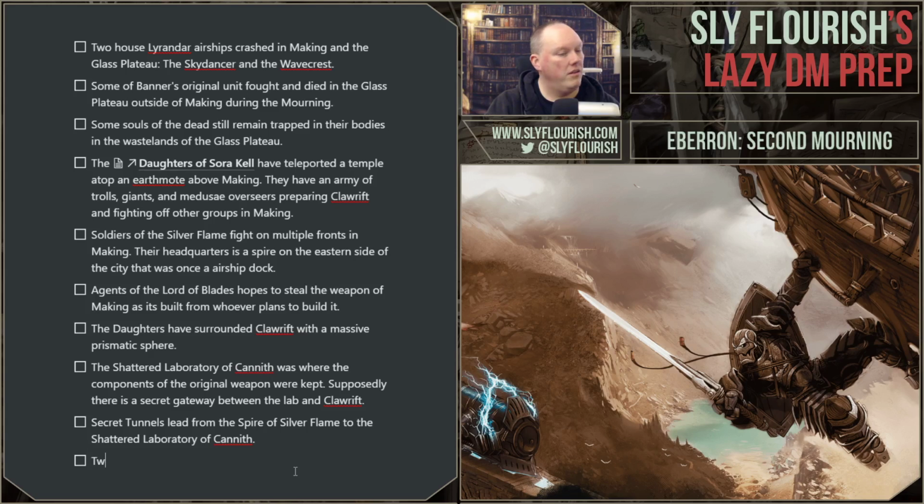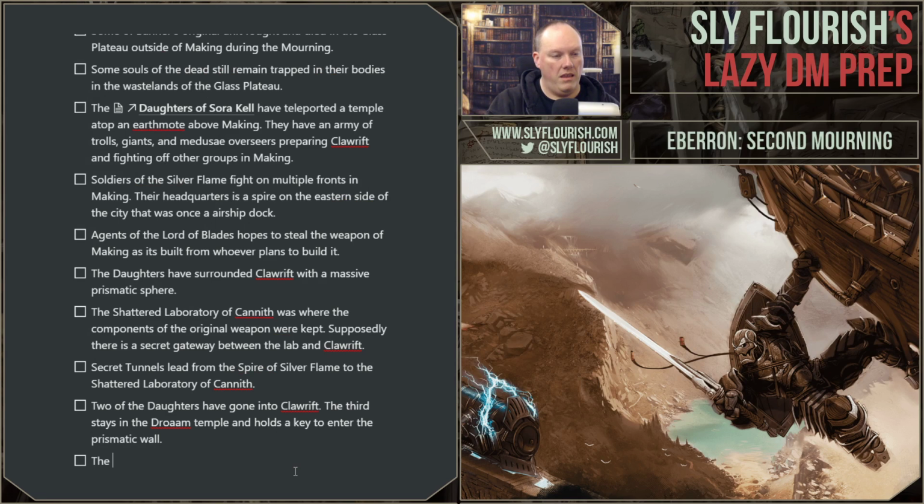Two of the daughters have gone into Claw Rift. The third stays in the temple, in the Droam Temple, and holds a key to enter the prismatic wall. The agents of the Lord of Blades are working on something to burrow into Claw Rift. A massive Warforged machine.